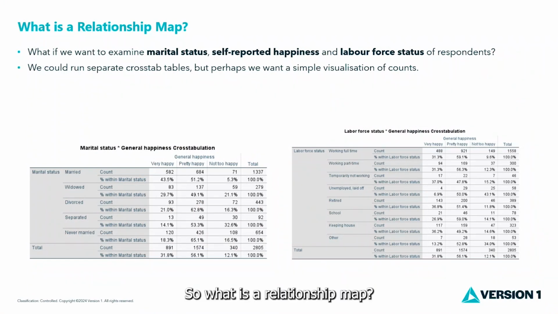So what is a relationship map? Well, before we show you the map, let's say that we want to examine 3 variables. We're looking at marital status of respondents, self-reported happiness, and labor force status. Now, we can run separate crosstab tables. But perhaps what we really want is a simple visualization of counts because we're looking at the relationships between these variables. So if I look at this crosstab table, you can see I've got the count here. So married, count across categories of general happiness. Here we can see the count working full-time across categories of general happiness.